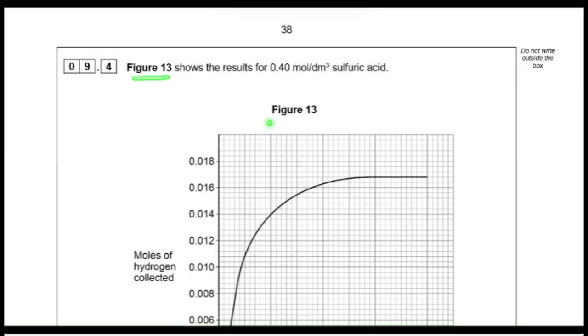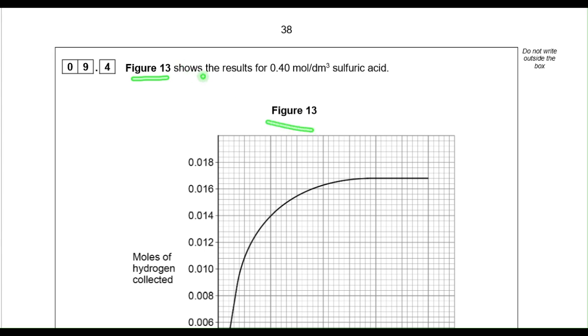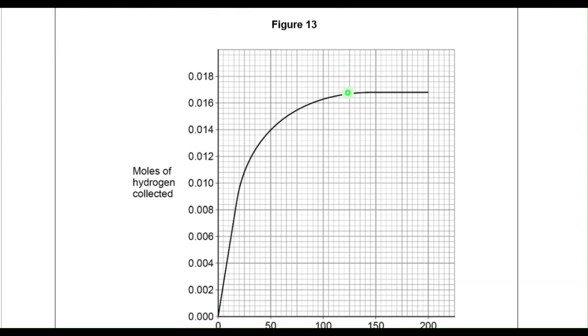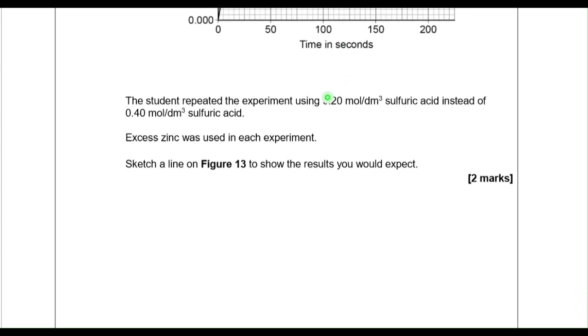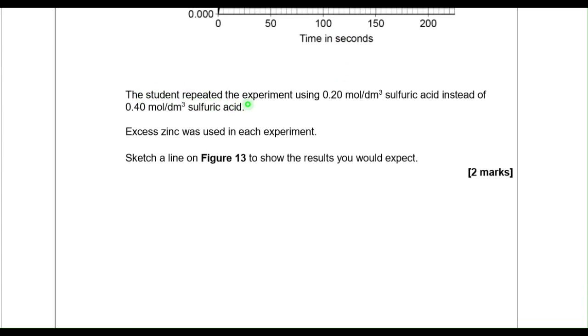Over the page, 9.4. Figure 13 shows the results for a 0.40 moles per decimetre cube sulfuric acid. And here's figure 13, it's another graph. The student repeated the experiment using 0.20 moles per decimetre cube sulfuric acid instead of 0.4. Excess zinc was used in each experiment. Sketch a line on figure 13 to show the results that you would expect. And this is for 2 marks.